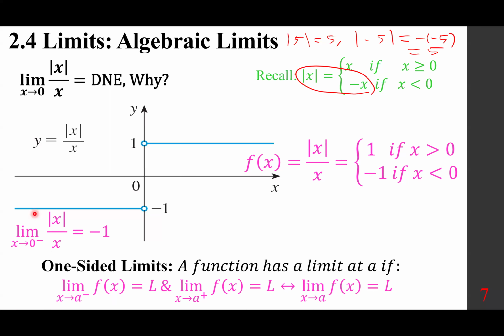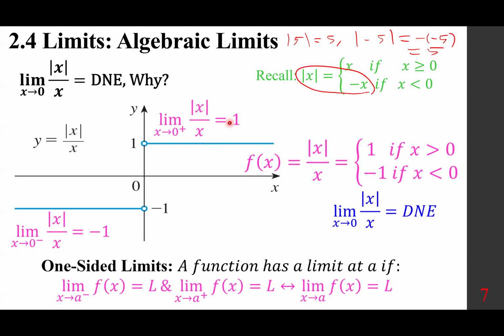As you can see, the limit of this graph or function, the limit of absolute value of x over x as x approaches 0 from the left, we move from the left. We never get there, but we are moving towards this point that has a y coordinate -1. However, the limit of absolute value of x over x as x approaches 0 from the right, we are moving this way, and the y coordinate is 1.